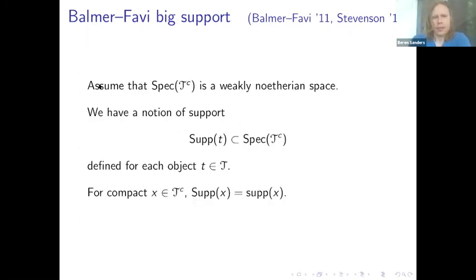And so in summary, if we assume that the spectrum is weakly Noetherian, we have this notion of support sitting inside the Balmer spectrum of the subcategory of compact objects, and it extends the universal notion of support for compact objects.